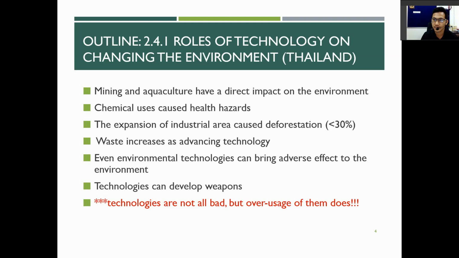Otherwise, nothing can happen anyway. So keep in mind that you have to think about that. You have to trade off some of the other stuff just to make our life better and better. Technologies can develop weapons. This is one thing you have probably heard about. Technologies are not all bad, just keep in mind, but overusage of them is.